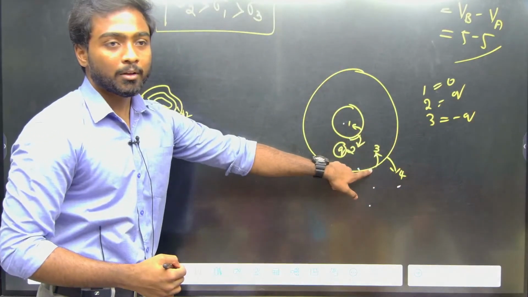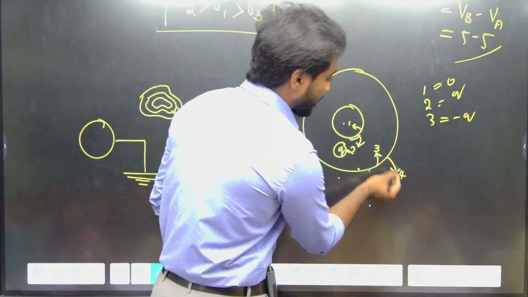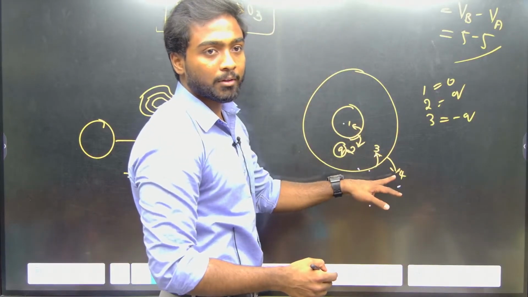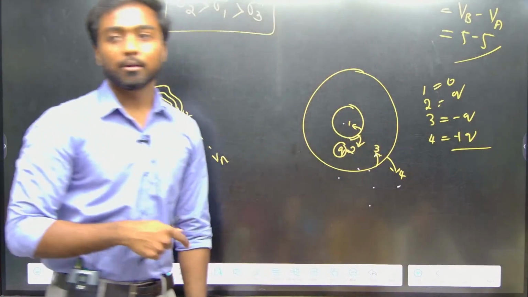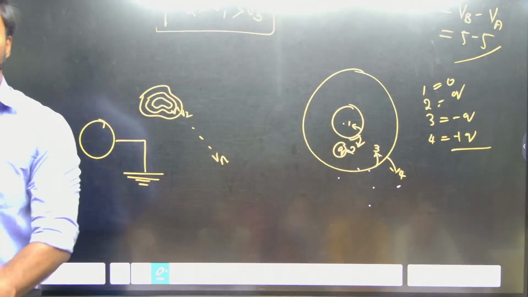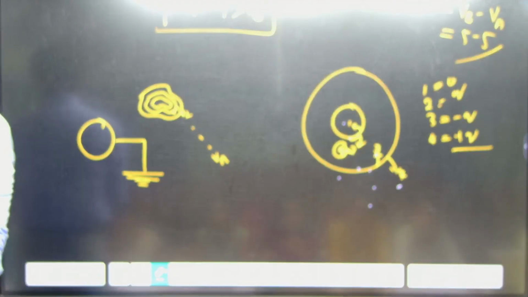When I talk about the fourth one, it is opposite of the third, on the same body. So it is plus Q. Can I add everything now? If I add everything, will I get the Q charge? Yes or no?